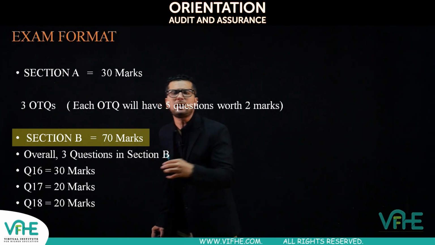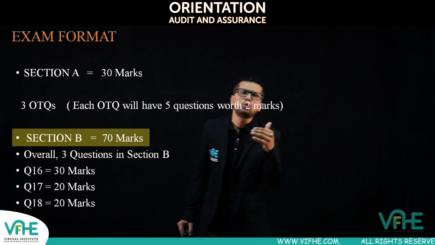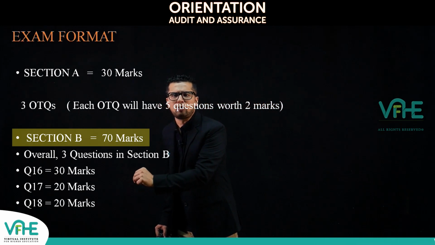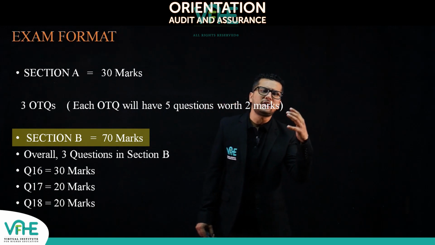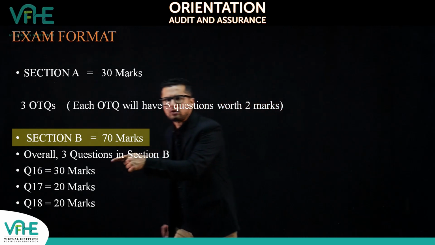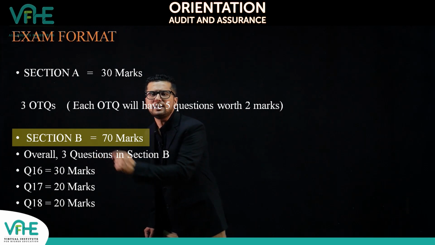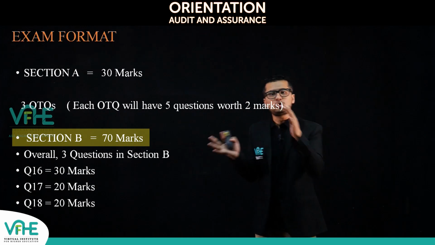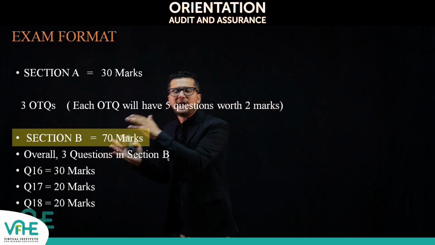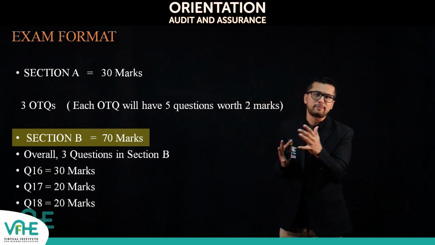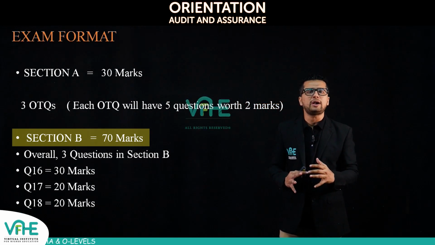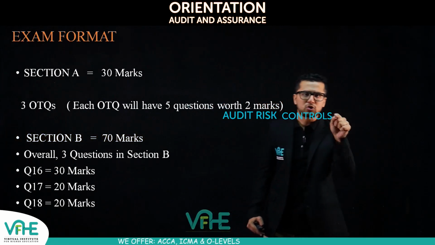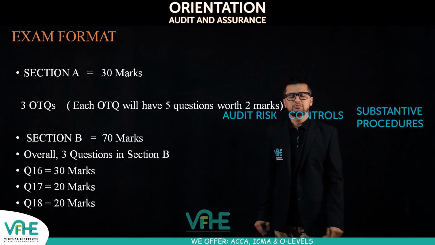Let's say out of 20 marks, 4 marks could be allocated to corporate governance. For question 18, out of 20 marks, 5 marks could be allocated to review and reporting. For question 16, out of 30 marks, there is a possibility that 8 marks could be allocated to ethics. But out of the overall 70 marks, at least 50 marks or more will be tested from those 3 major areas, which are risk, controls, and procedures.